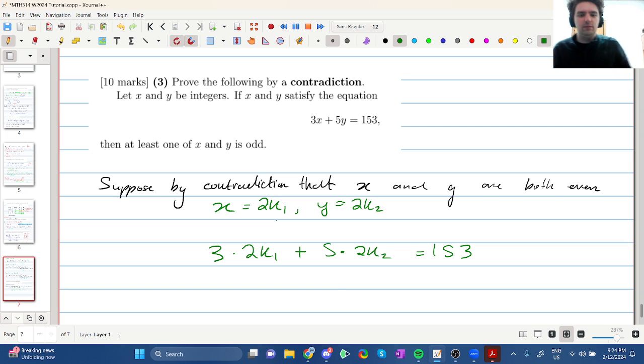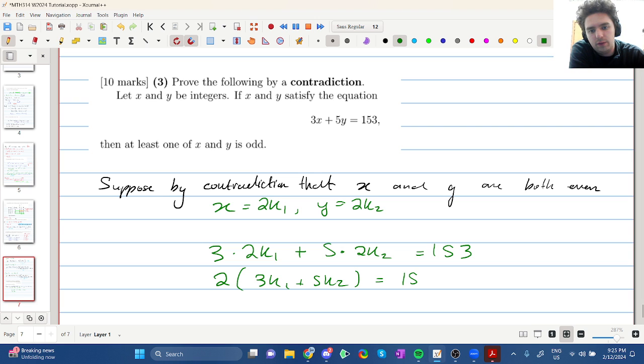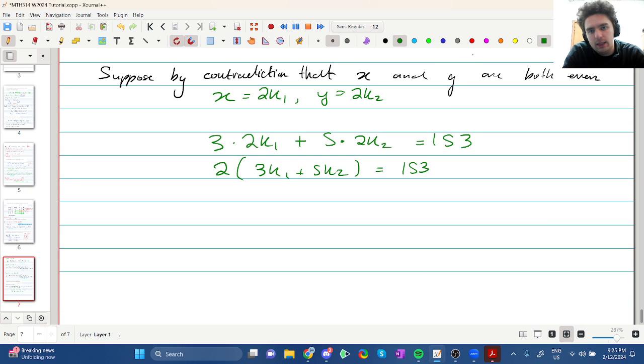What do you think? What's wrong with this? There's something wrong with this equation. This equation has no solutions for k1 and k2. As in, x and y don't satisfy it. Yeah, so the left-hand side is even, and the right-hand side is odd. An even number cannot be equal to an odd number. You can factor out 2. It's 2 times (3k1 plus 5k2) equal to 153. Right? This is even. This is odd.